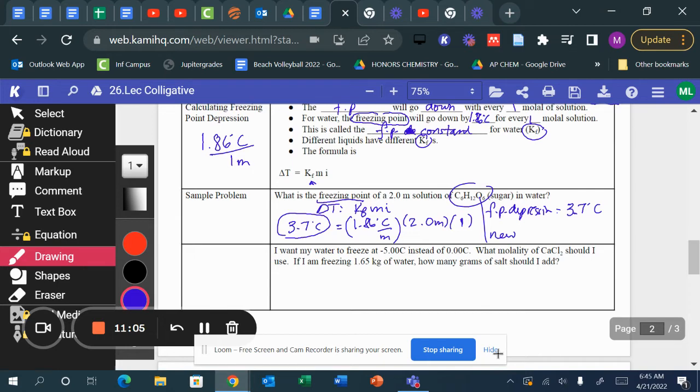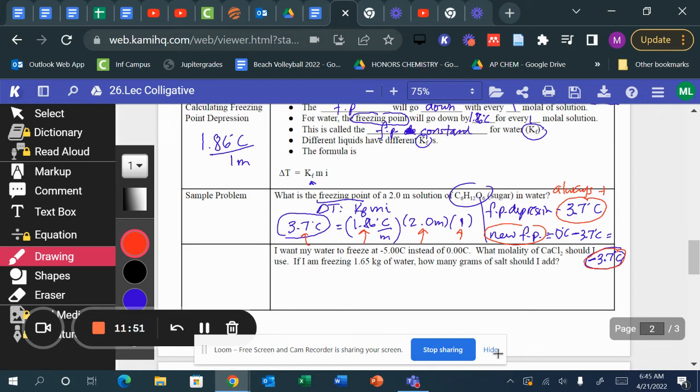If they ask for the new freezing point, well, it used to be 0. It went down by 3.7 degrees Celsius. So the new freezing point is negative 3.7 degrees Celsius. So as you notice, the freezing point depression is always positive. Okay, it's the change because this is positive, this is positive, this is positive, so this will always be positive. But the new freezing point will be negative because it gets lower than 0 degrees Celsius. Okay, I want you to go ahead and pause the video and try the next problem.